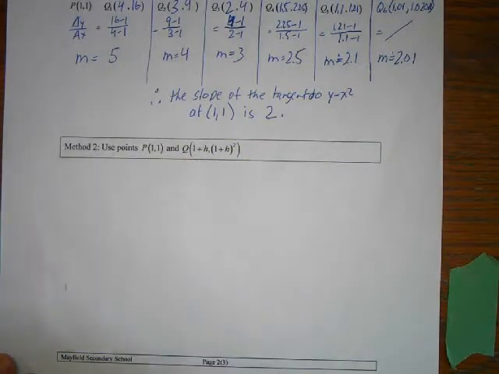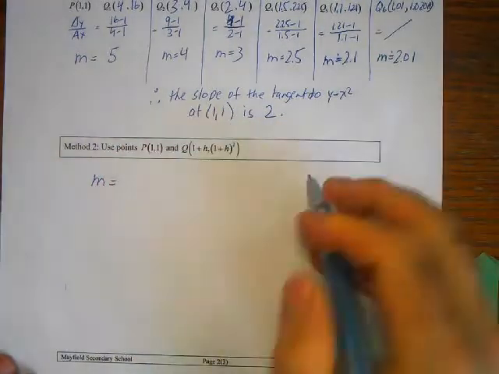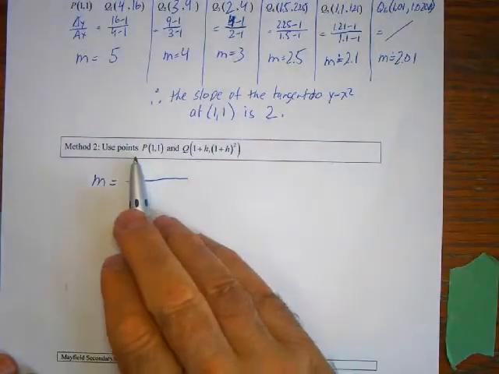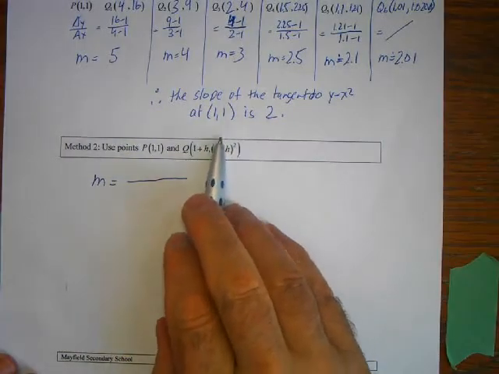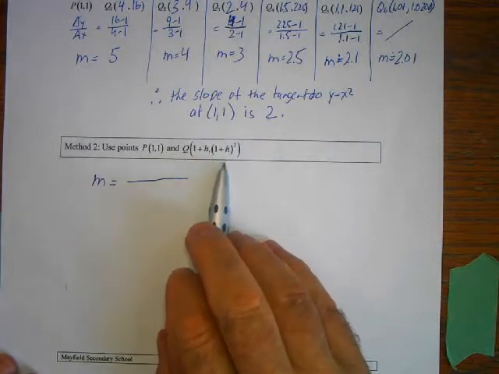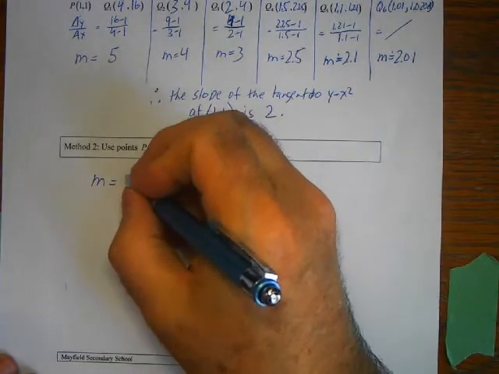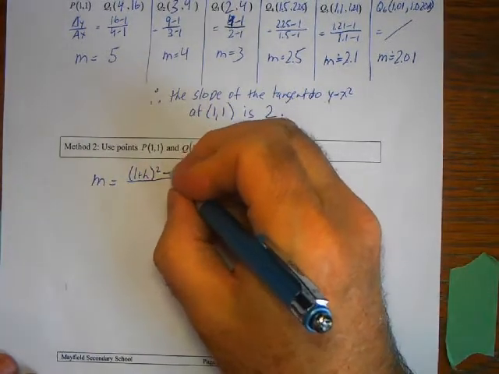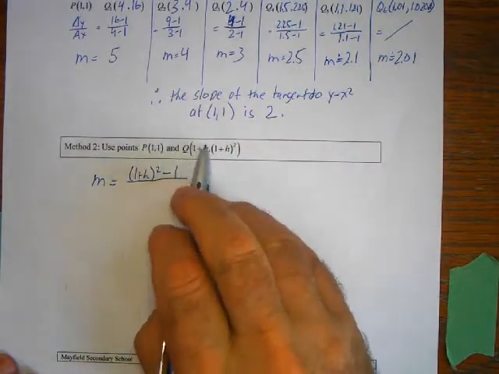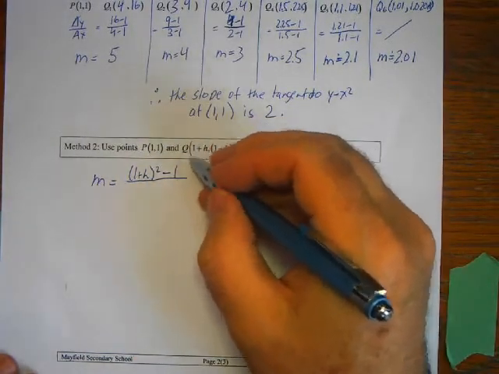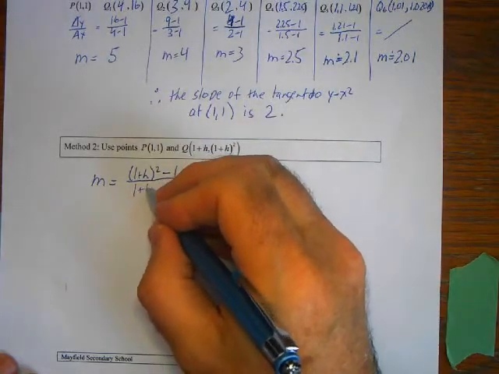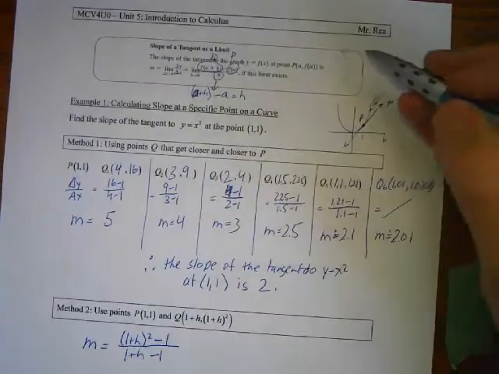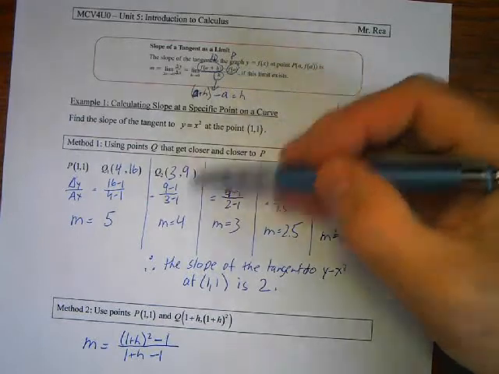So let's see what that is. If we're doing the slope between these points, it's basically going to be this y coordinate, which is 1 plus h squared, minus this y coordinate, which is just 1. So this is like y2 minus y1. And in the bottom we have x2 minus x1. So this is 1 plus h minus 1. And you can see that's what I was talking about at the top here. The bottom just becomes the h value, the difference between the 2 points.